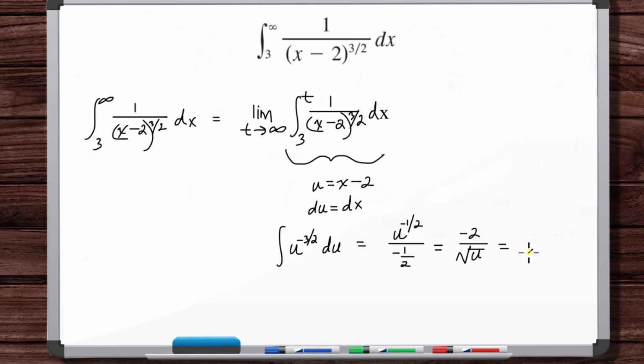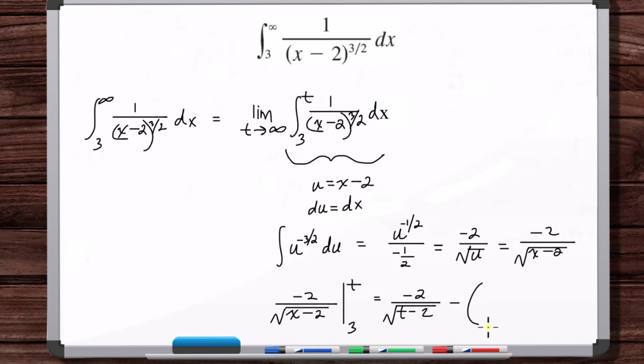Okay, there's the antiderivative. And now we want to evaluate this from 3 to t. At the lower limit, 3 minus 2 is 1, so we get minus 2 there. So you've got 2 minus 2 over root of t minus 2.